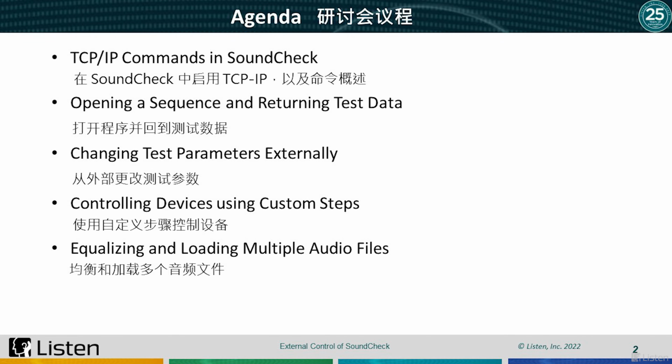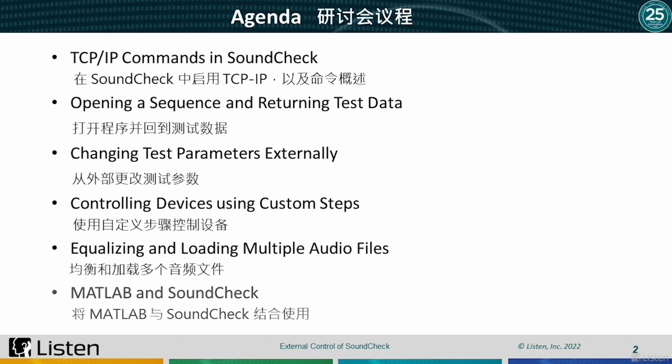I'll show you how we can use external control to automatically equalize WAV files loaded into SoundCheck via TCP/IP on the fly. And this allows using SoundCheck's calibrated signal paths on any WAV file. This makes applications where multiple speech or background WAV files need to be played out of an equalized source much simpler. Finally, for R&D applications, we'll look at using Matlab with SoundCheck.